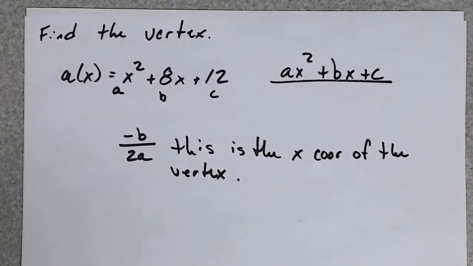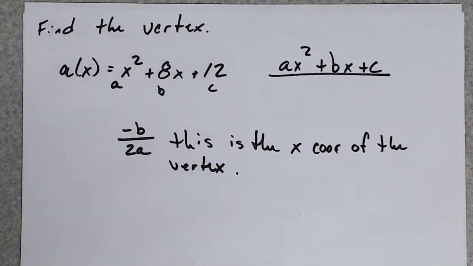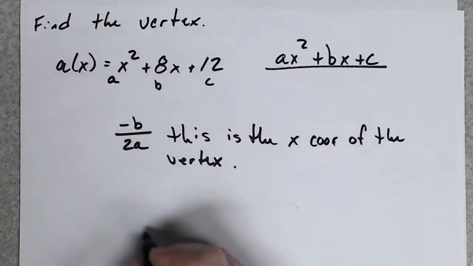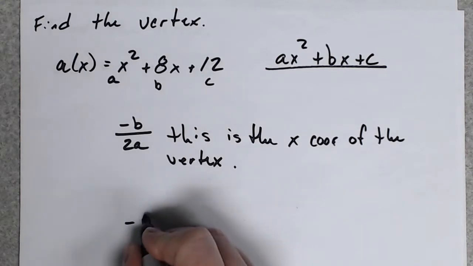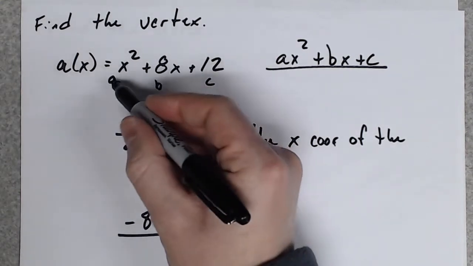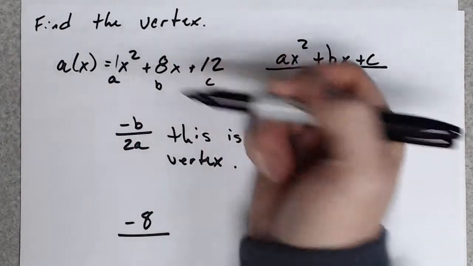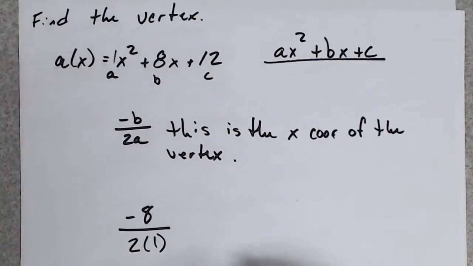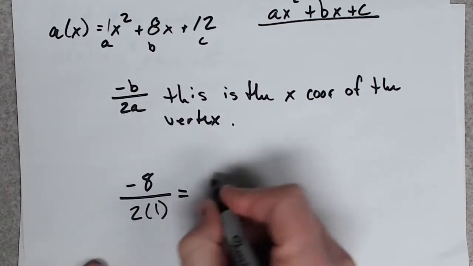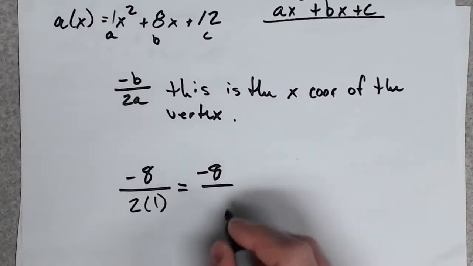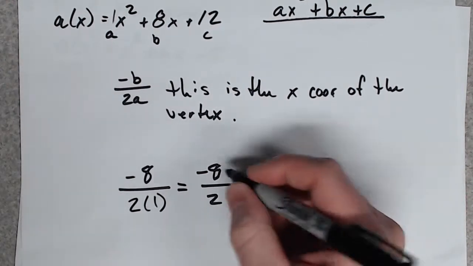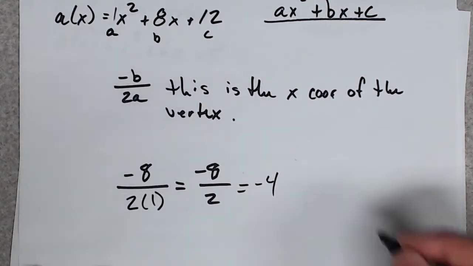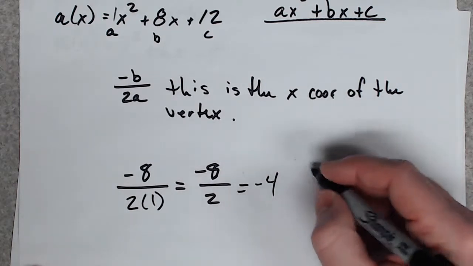Negative b over 2a tells you the x coordinate of the vertex. Your b value in this case is 8, so from the formula I put an 8 down. Your a value, there's nothing there, so there's a 1 there, and I put a 1 in for that a value. So negative 8 over 2, and negative 8 divided by 2 is negative 4. So the x coordinate of the vertex is negative 4.